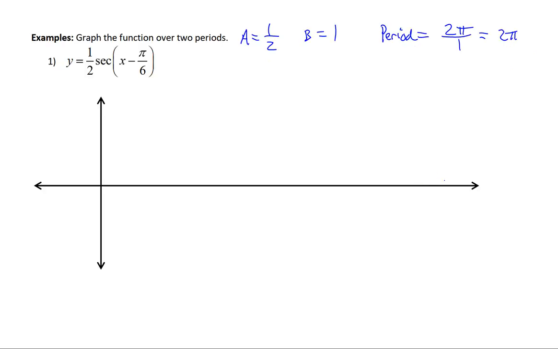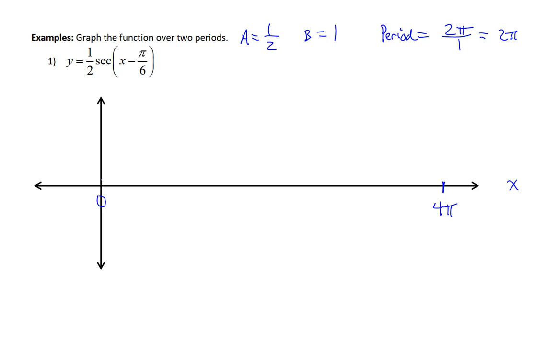So with a period of 2 pi, we'll go ahead and mark 2 of those. Remember, we're trying to graph this over 2 periods, so we'll go out 2 of those. Of course, 2 times 2 pi would be 4 pi. So I'm just going to take a walk further down the x-axis here horizontally and put a mark for 4 pi, being 2 periods away from 0, where we have our y-axis, of course, hanging out there.